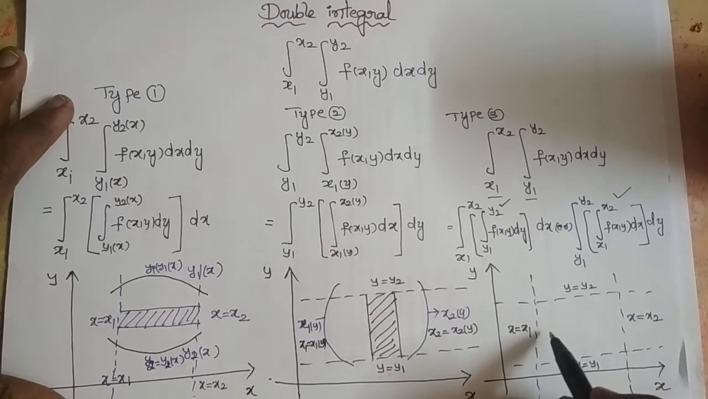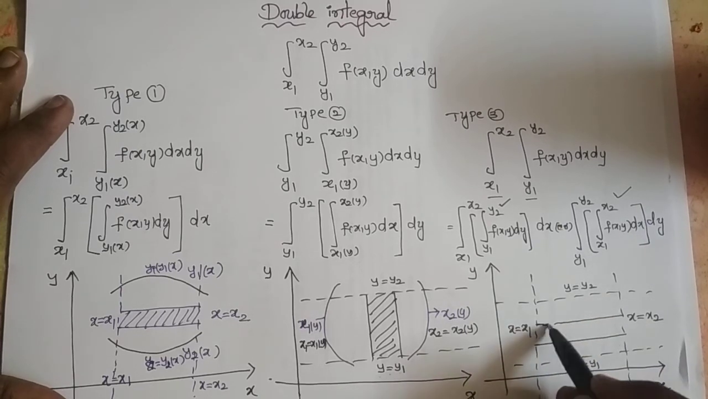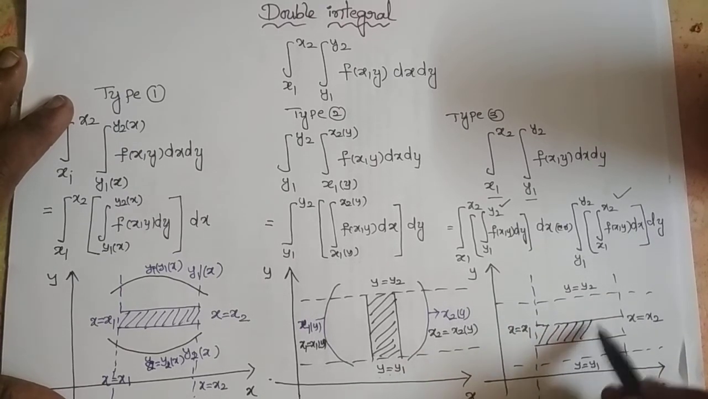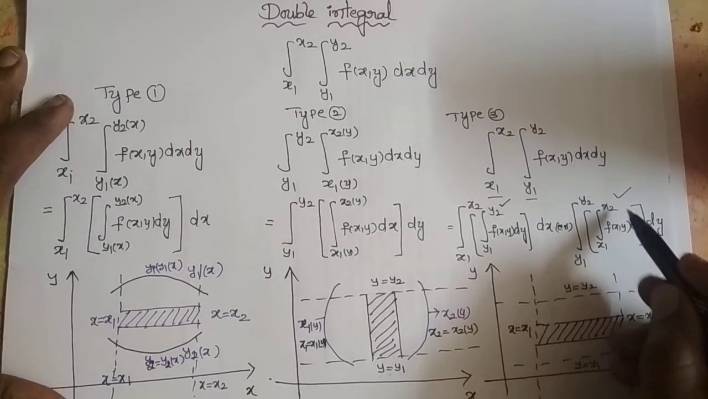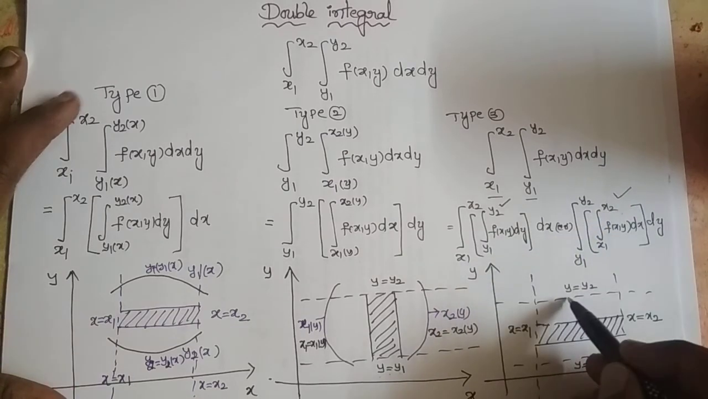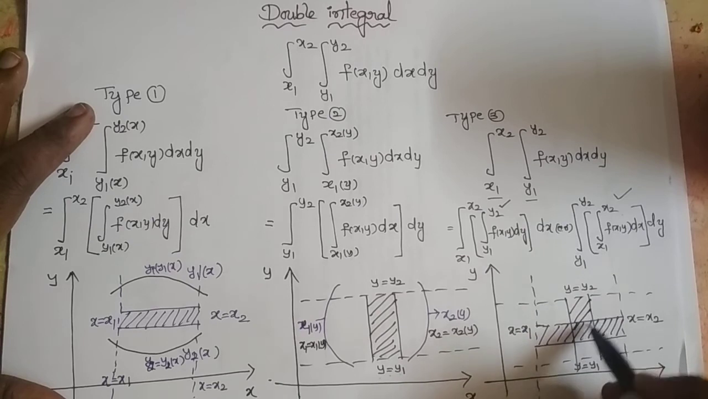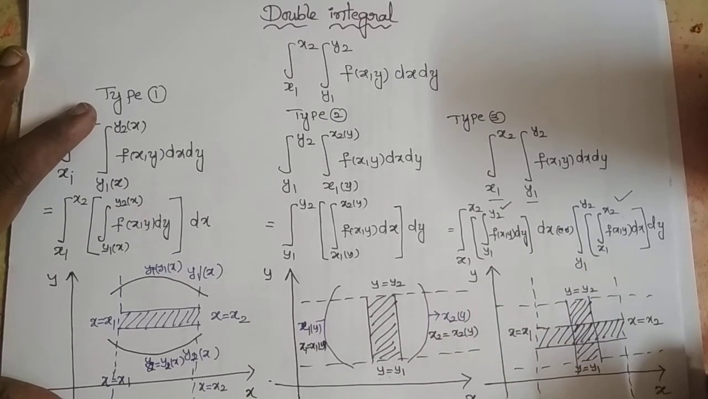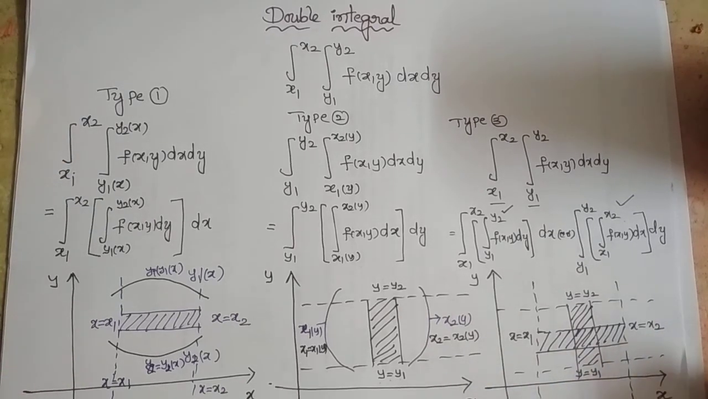So suppose we consider the first case: the region of integration goes from this one towards this one, represented horizontally, case number 1. Next, suppose we want to take this case, this is the region of integration. So this is the graphical representation of double integrals with three types. Thank you.